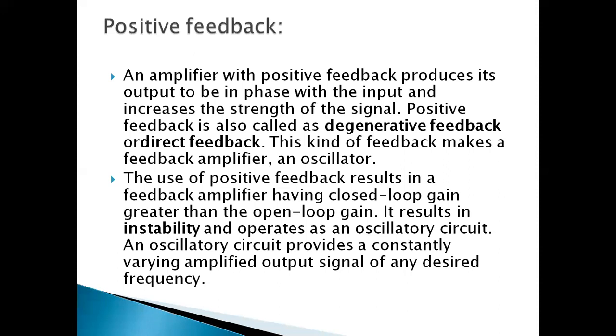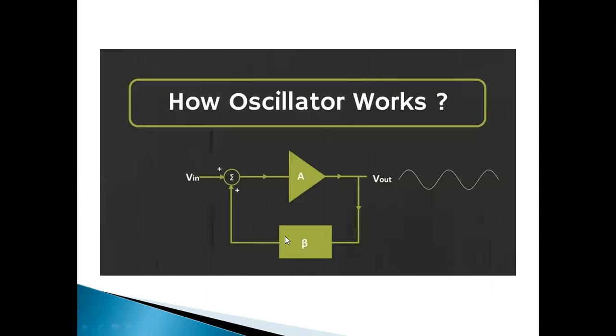The use of positive feedback results in a feedback amplifier having closed loop gain greater than the open loop gain. So here if you observe the figure, this is the basic amplifier, and this is the feedback network. The basic amplifier gain is represented as A and the feedback network gain is represented as beta. Already we know the feedback amplifier. A feedback amplifier means the amplifier which uses some feedback. So here also we are using feedback. That's why this is the feedback amplifier, and this feedback amplifier uses positive feedback.